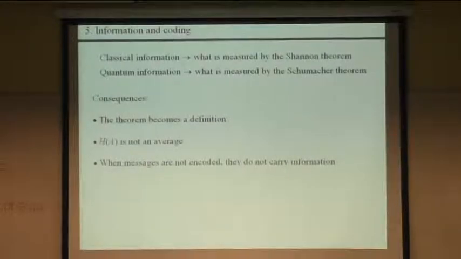Another point, and I think this is more serious, is that if a message is not encoded, it does not carry information. It is interesting when you read Shannon's paper, where he explains what the transmitter is. He says the transmitter is a device that turns the message into a signal. When there is coding, it also performs coding.